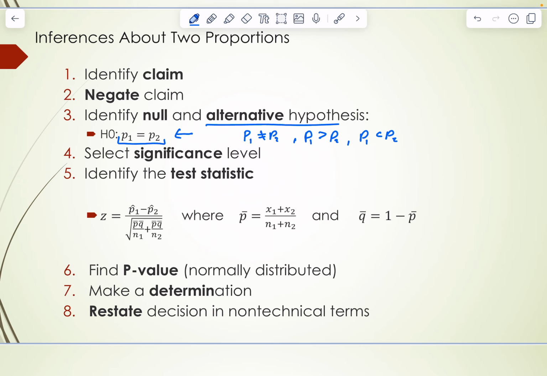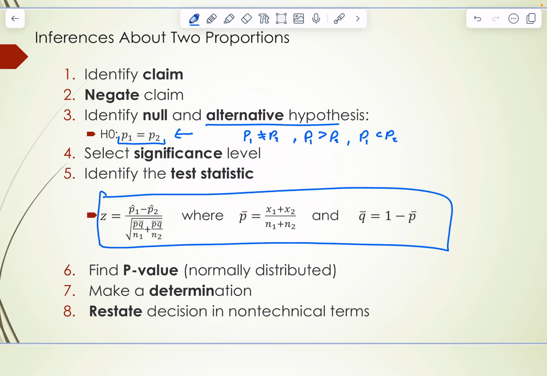All right, and then you determine your significance level exactly as before, and then you identify the test statistic. I'm going to give you the test statistic right here. This is the test statistic you will use for this sort of test. P here is called the pooled proportion. Notice it is the proportion of women in both professions.